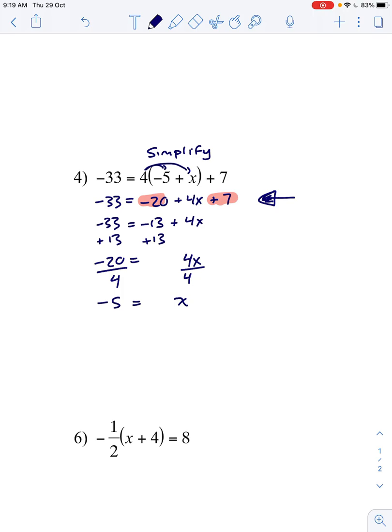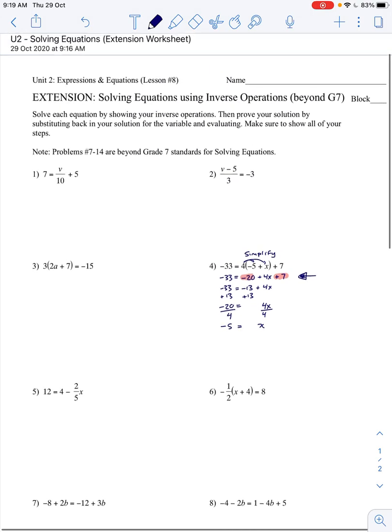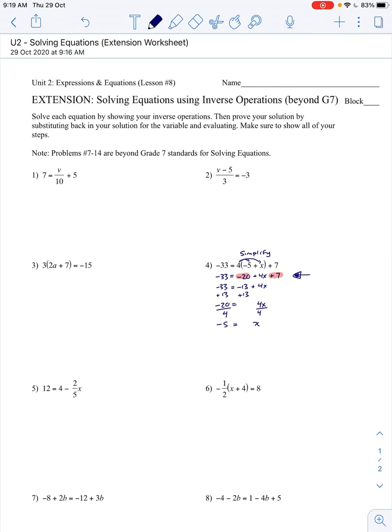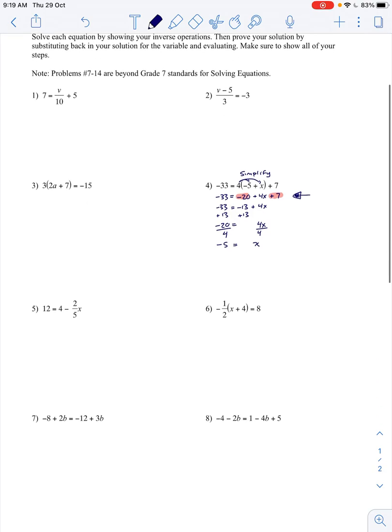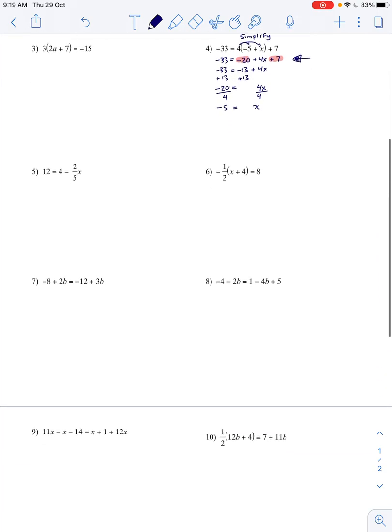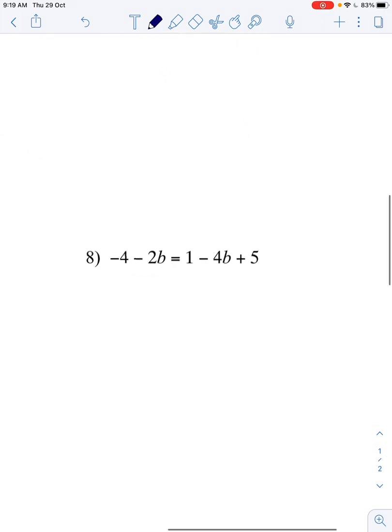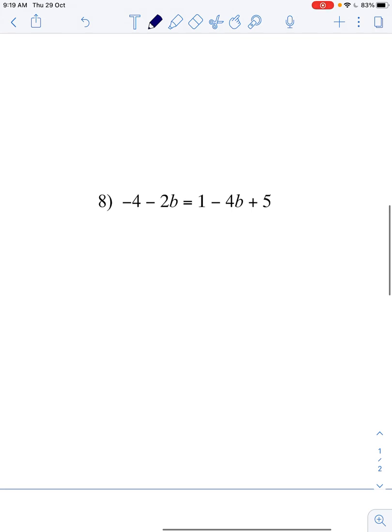All right, let's take a look at one that's a little bit different in that there are variables on both sides. So let's try number 8. Okay, so number 8, you notice there's 2 different b values. There's a b value here and there's a b value here. Now, when you're solving these problems, what we have to do is get the b's on the same side before I can start doing my inverse operations.